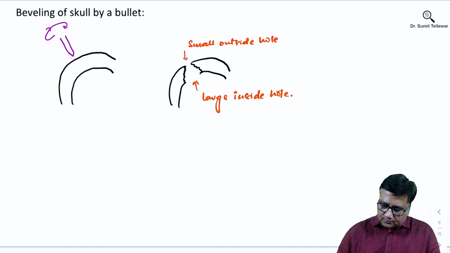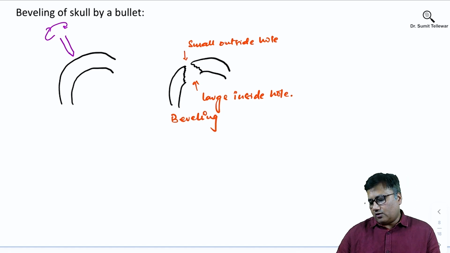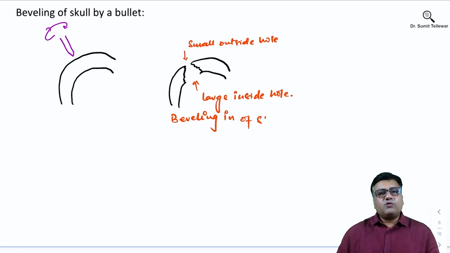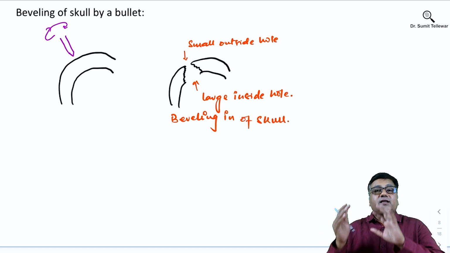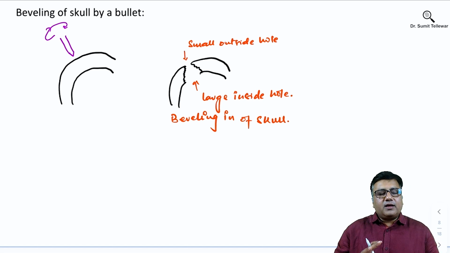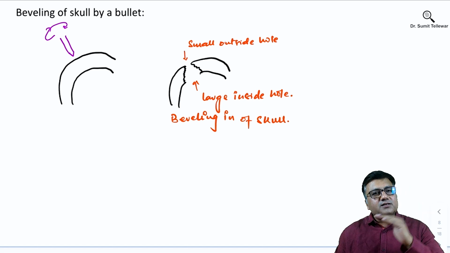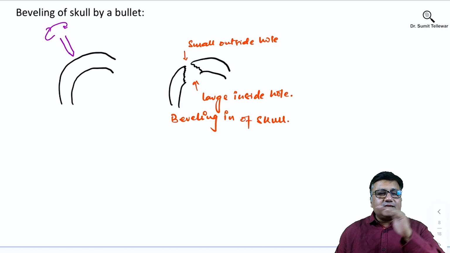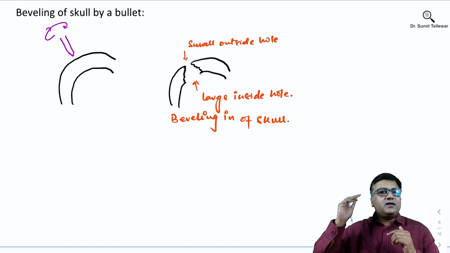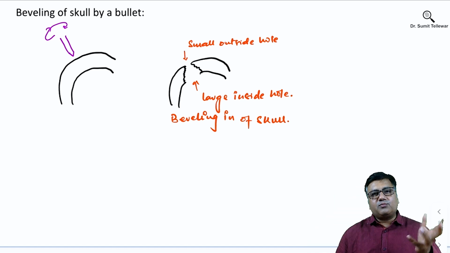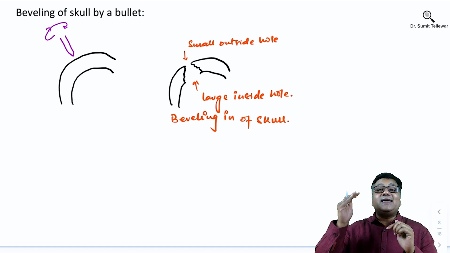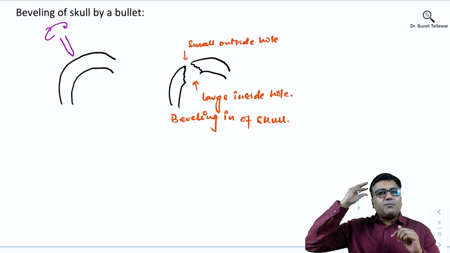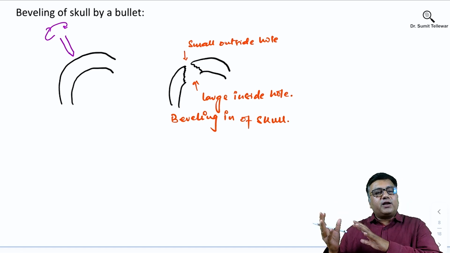Now this is called beveling in of the skull, right? So what would be beveling out? The reverse phenomenon will happen if a bullet is exiting the skull. So when the bullet will be exiting the skull, what will happen? It will hit the endocranial portion of the bone first, creating a small punched out neat hole in the endocranium, and there will be a bigger hole in the ectocranium.